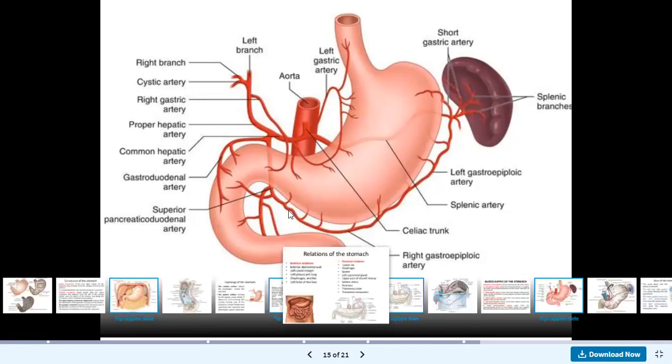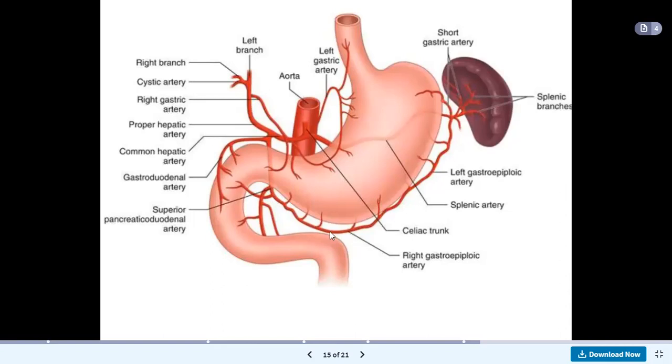Then the lower part of the greater curvature is supplied by the right gastroepiploic artery or the right gastroomental artery. But this time, the right gastroomental artery is not coming from the splenic artery. It is coming from what we call the pancreaticoduodenal artery. So this artery here, the pancreaticoduodenal artery, is what gives rise to the right gastroepiploic artery.